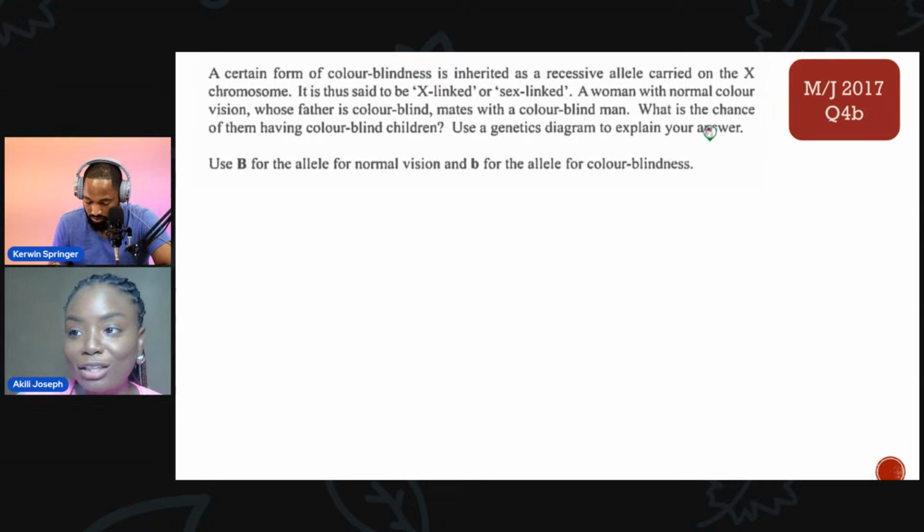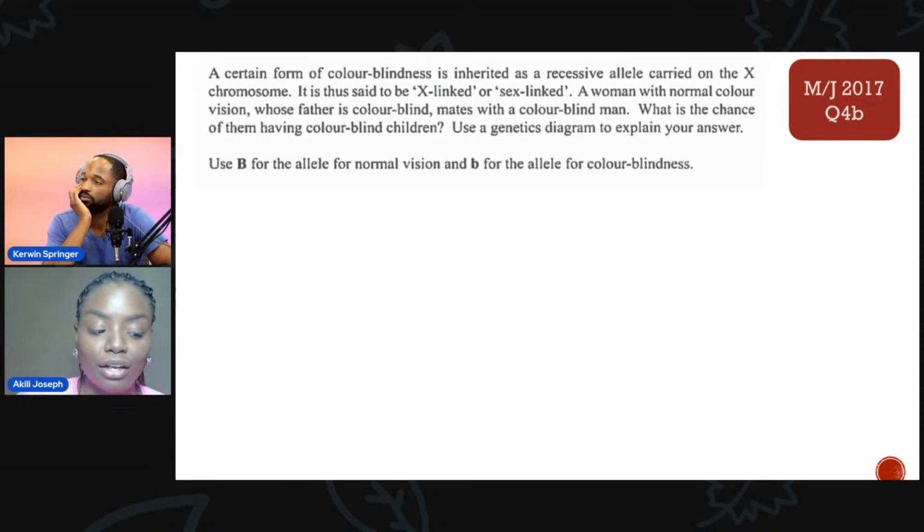And here they're telling you how to code it. Use big capital B for the allele for normal vision and small b for the allele for color blindness, right? Technically, that should be X big B and X small b.